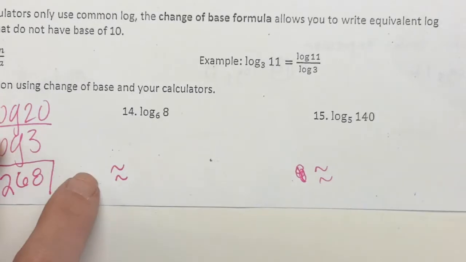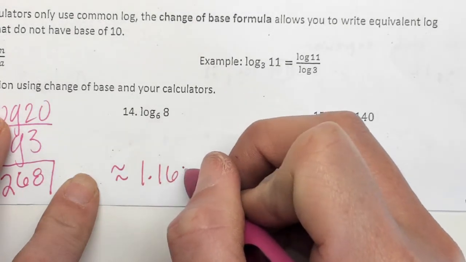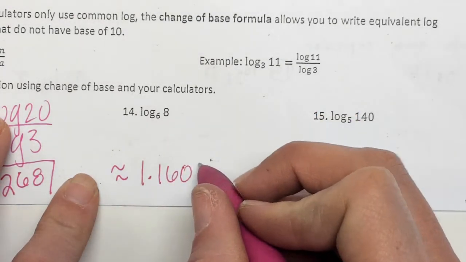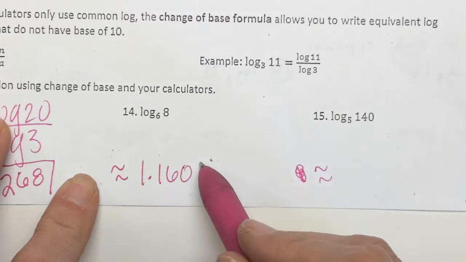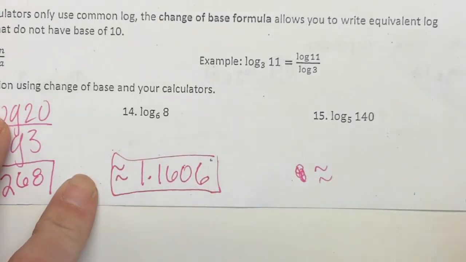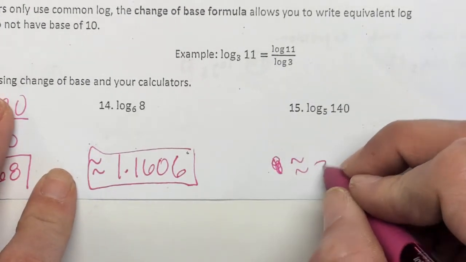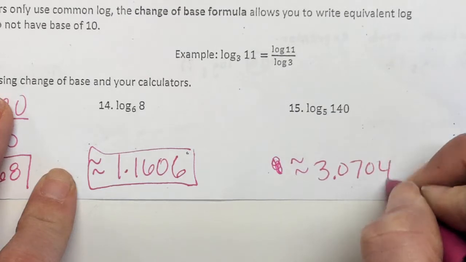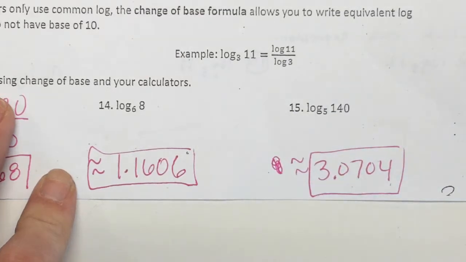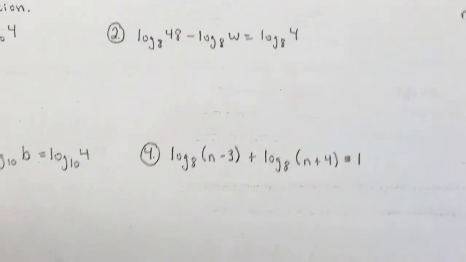Alright, William, what'd you get for 14? 1.1601. Did anybody get a different answer? Good. Alright, and Plunkett, what'd you get for this one? 3.0704. Very good. Any questions on evaluating logs? Sweet.